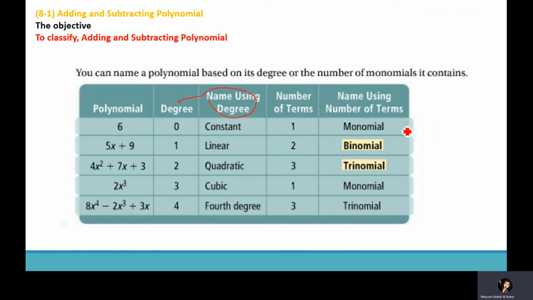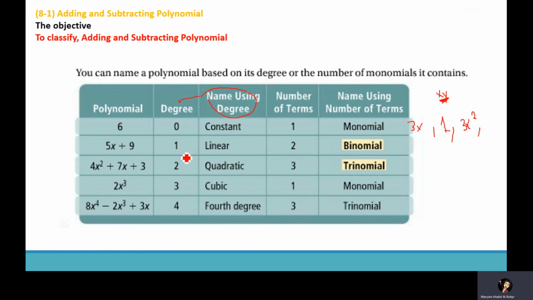But that doesn't mean the degree of a monomial is always 0. No, the monomial, which means one term, could be 3x, it could be 1, it could be 3x to the power 2, and so on. It could be xy. The only thing I need to know is just one term. One term may be a multiplication, no problem. So it is one term.